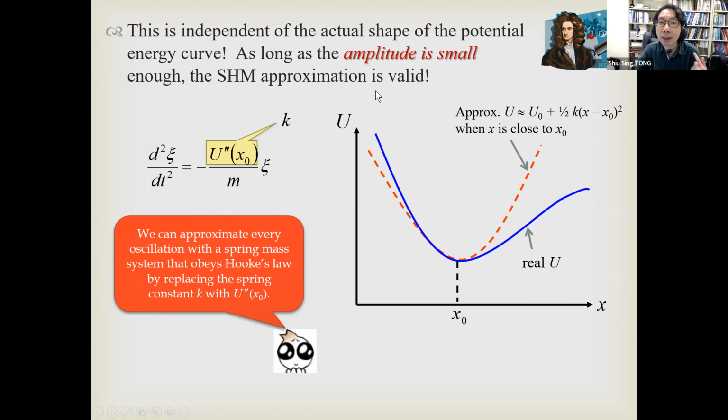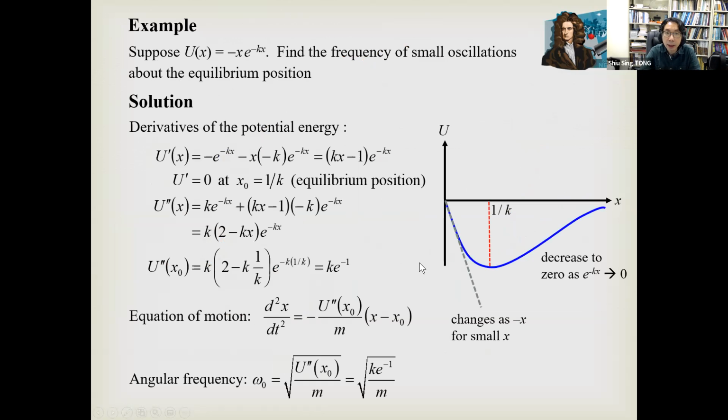But remember, this is possible only when my oscillation is small. If my oscillation is very large, then the potential energy curve may deviate a lot from the quadratic curve, and so my approximation will not hold well. Okay. Now let's do a simple example. Suppose we have this potential energy curve. Now how to sketch it?